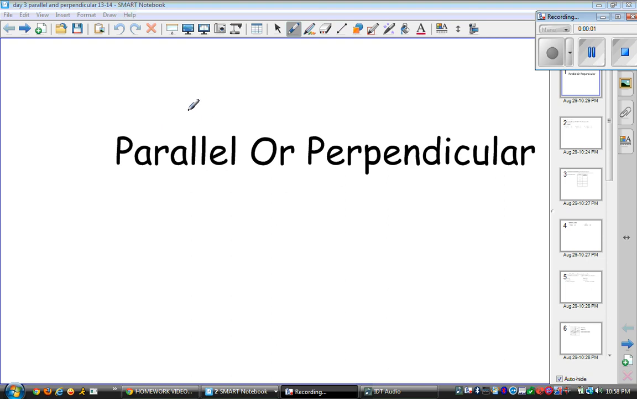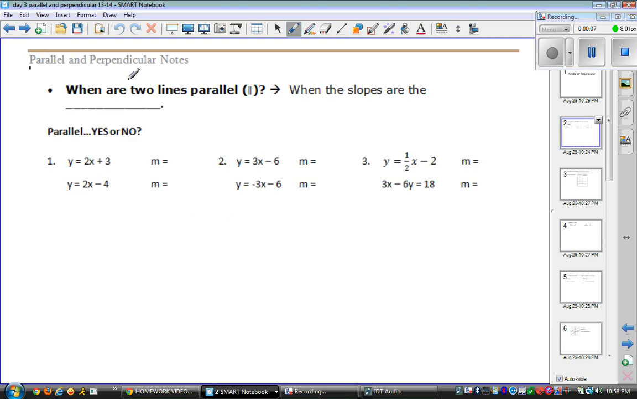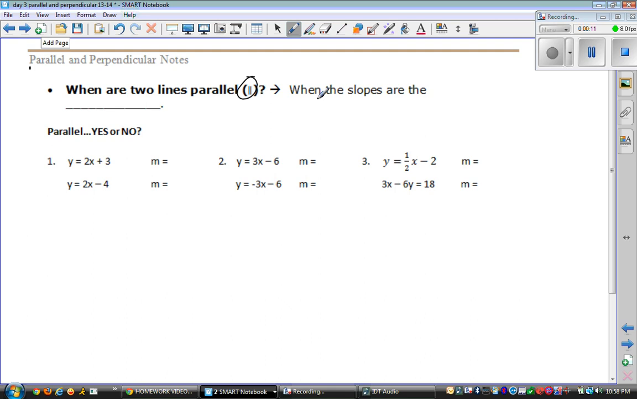All right, today we are still working with slopes and equations of lines, but this time we're going to determine whether they're parallel or perpendicular. So how do you know when two lines are parallel? And this is the symbol for being parallel. When their slopes are the same, that's how you know when they are parallel.